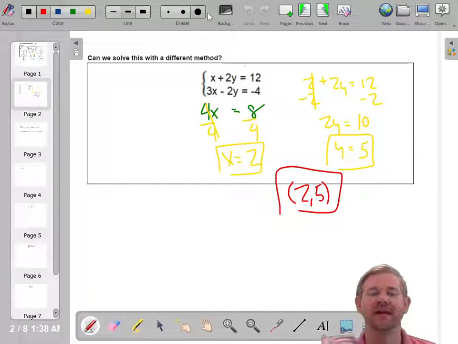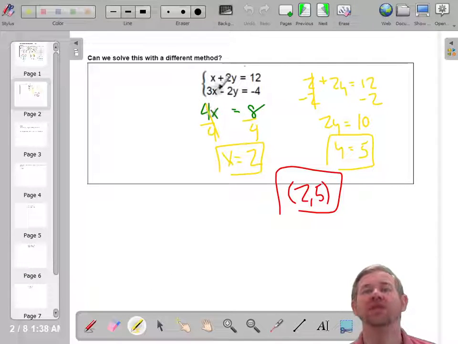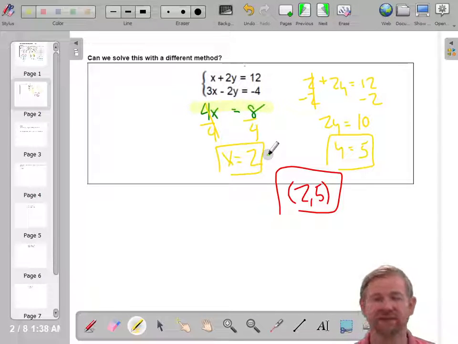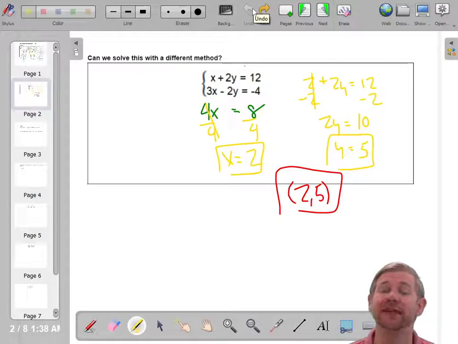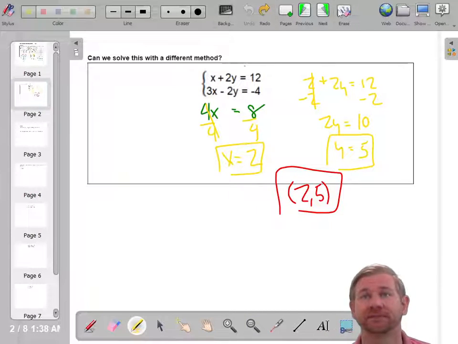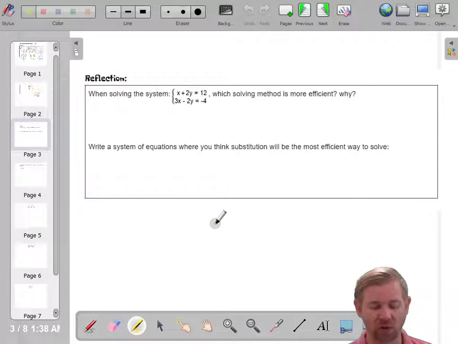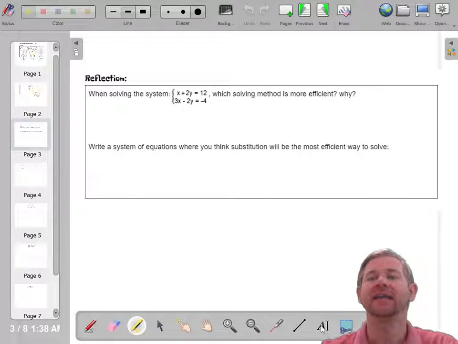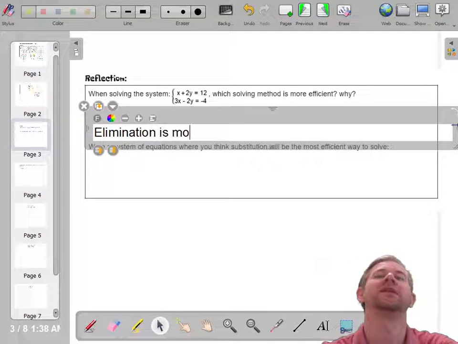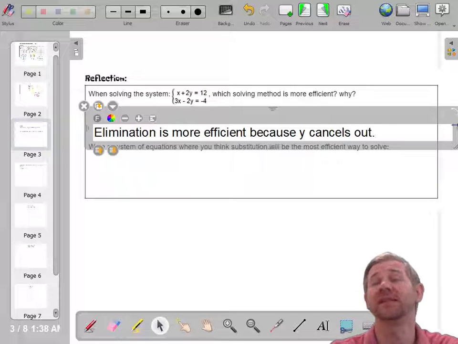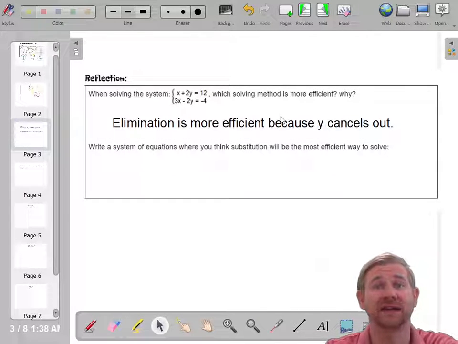Okay, so this is called elimination, and again, when you added these two equations together, we got one equation with one unknown, and that's something we can solve. If it's set up, elimination can oftentimes be very fast compared to substitution. So which is more efficient? Well, in this example, it's elimination. Elimination is more efficient because y cancels out in one step. Anytime one of the variables cancels out in one step, that's going to be really easy to do.